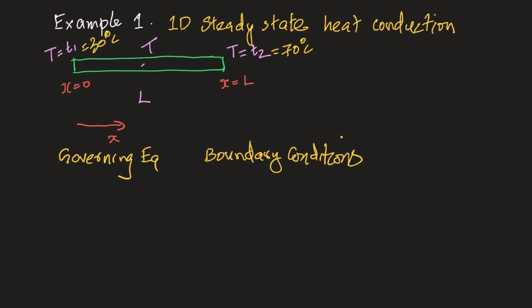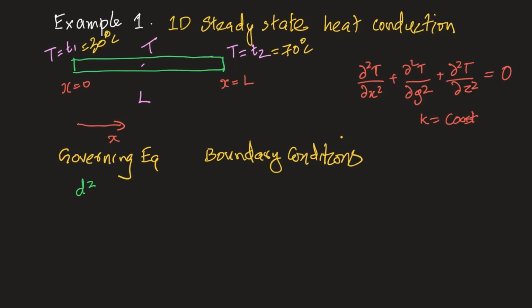The three-dimensional steady-state heat conduction equation is ∂²T/∂x² plus ∂²T/∂y² plus ∂²T/∂z² is equal to 0. And we have also assumed that the thermal conductivity K is a constant here. Since the problem is in one dimension, our equation now reduces to d²T/dx² equal to 0. Solving this equation will give you T, the temperature, as a function of x.